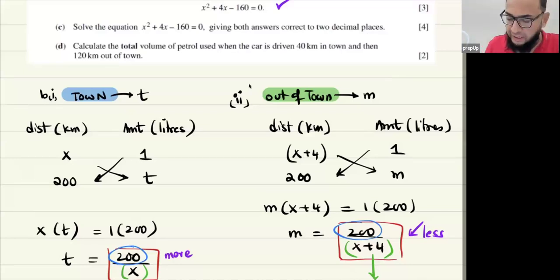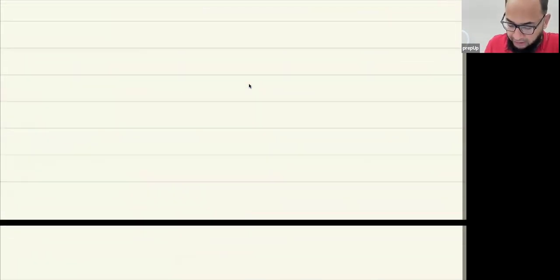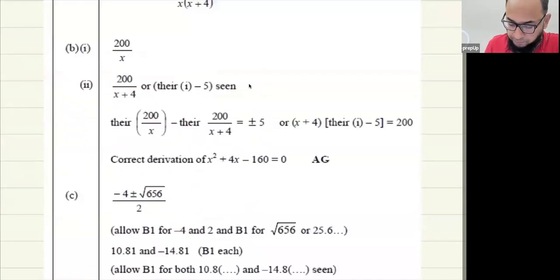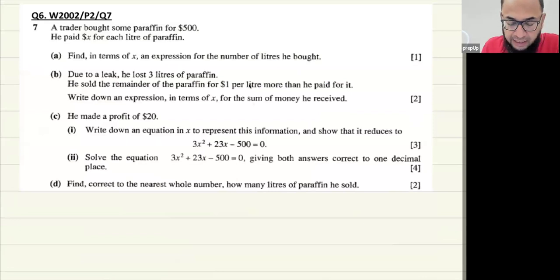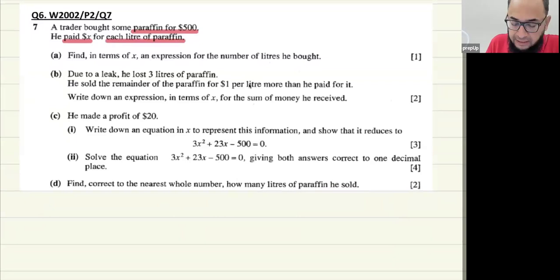So let's continue with another question. Now this time it says a trader bought some paraffin for $500. Let me underline it. A trader bought some paraffin for $500. He paid x dollars for each liter of paraffin. Find an expression for the number of liters he bought. This is the first part.